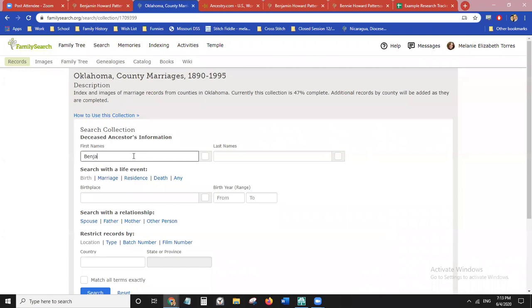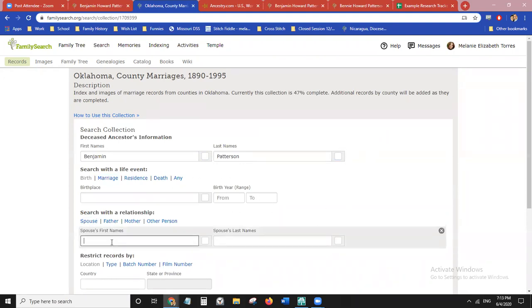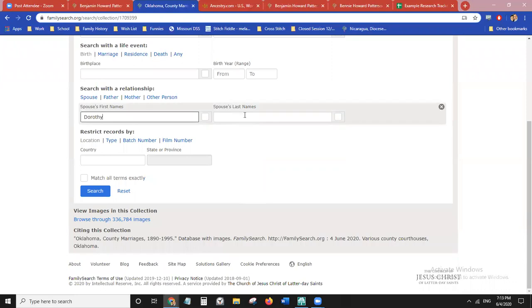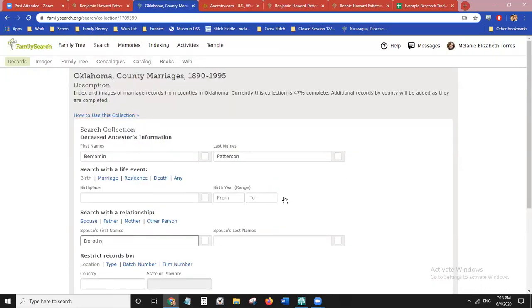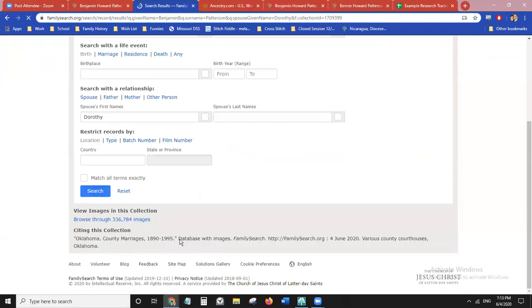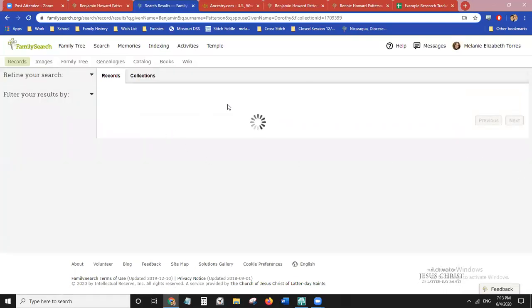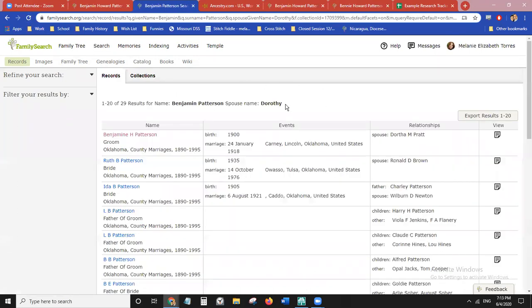So I'm just going to put in Benjamin Patterson. I'm going to leave birthplace and birth year out of that. I don't really need to narrow that down. But I'm going to put Dorothy for spouse right here. Now I don't know her maiden name, so I'm just going to leave that blank. So I want them to pull up every record that they have in this record set as a Benjamin Patterson or a similar name who married a woman named Dorothy. And we're going to see what we've got. So I'm going to press search. And we'll see if it pulls it up.